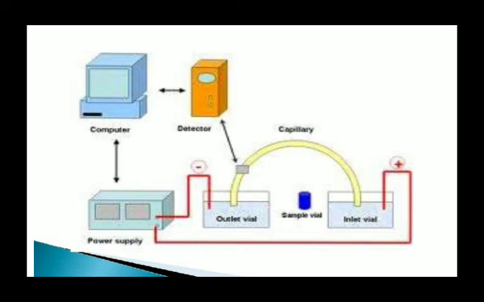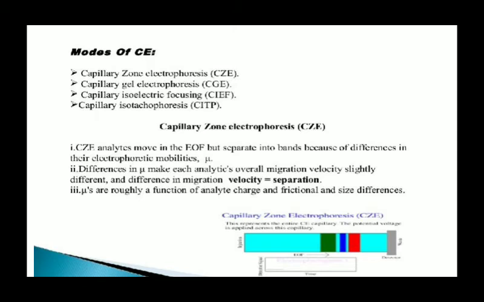The most common coatings are polyacrylamide, cellulose, polyvinyl alcohol, amino acids, amines. The capillary can also be filled with these gels. So you can see a power supply, then computer, detector, capillary, sample vials, outlet vial, inlet vial. That is the general instrumentation of this capillary electrophoresis technique.